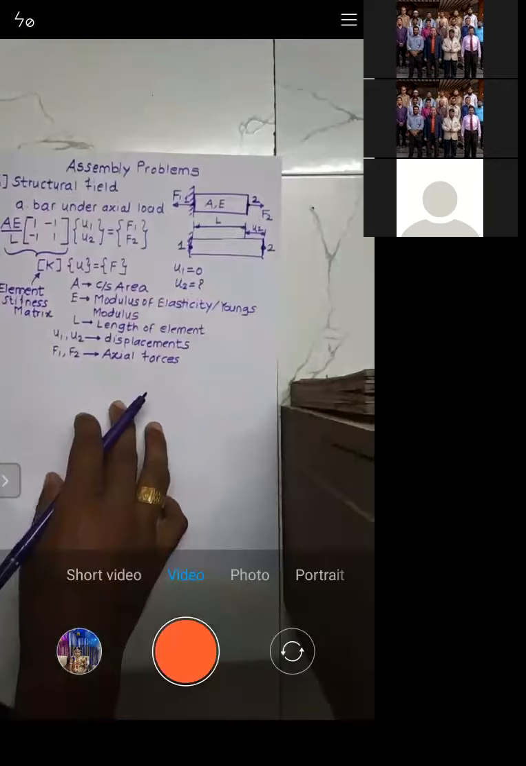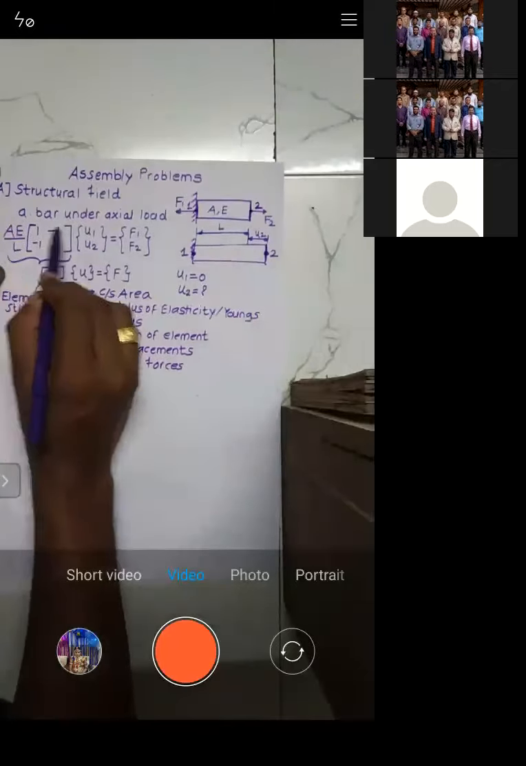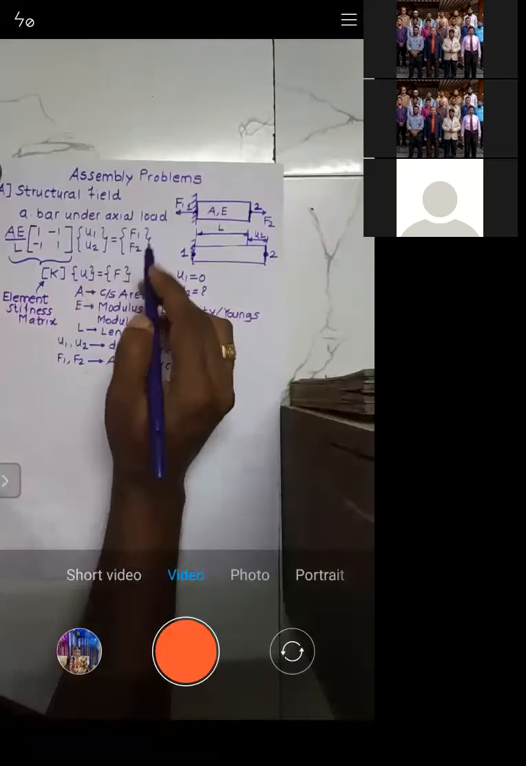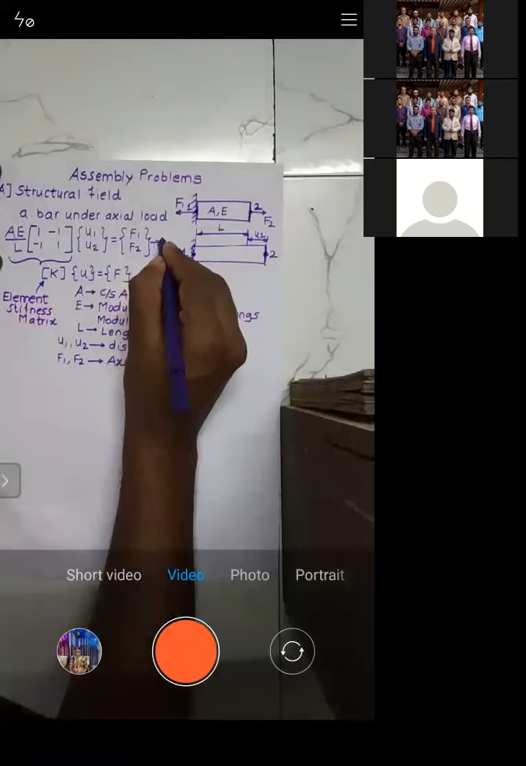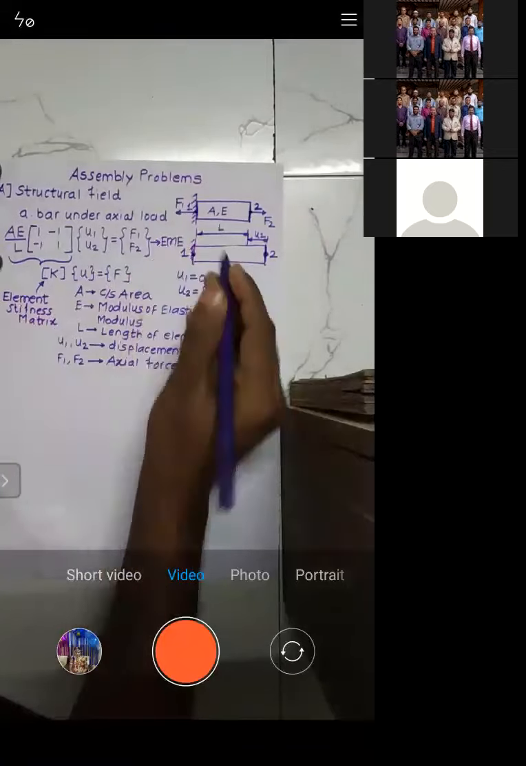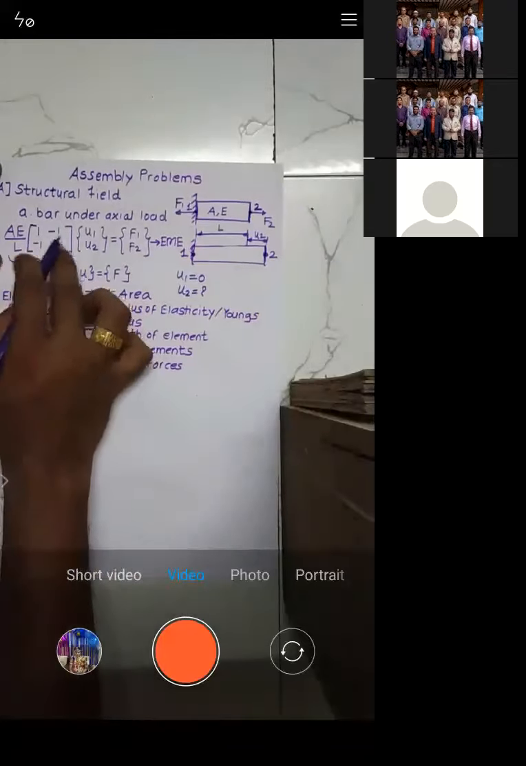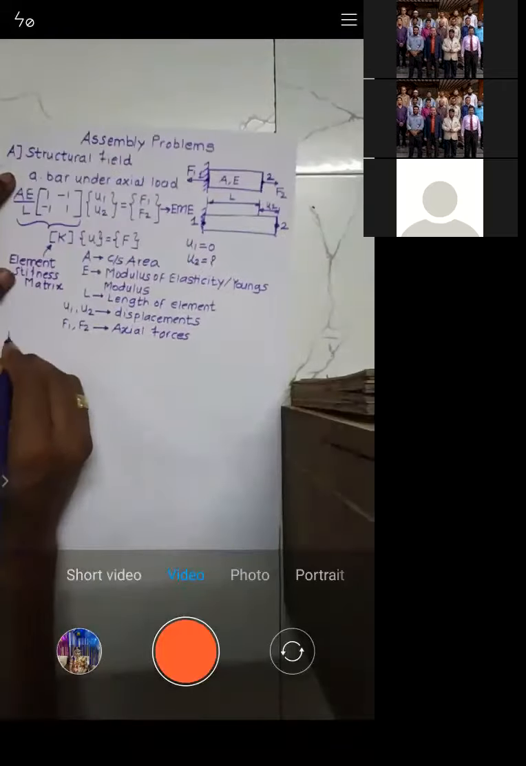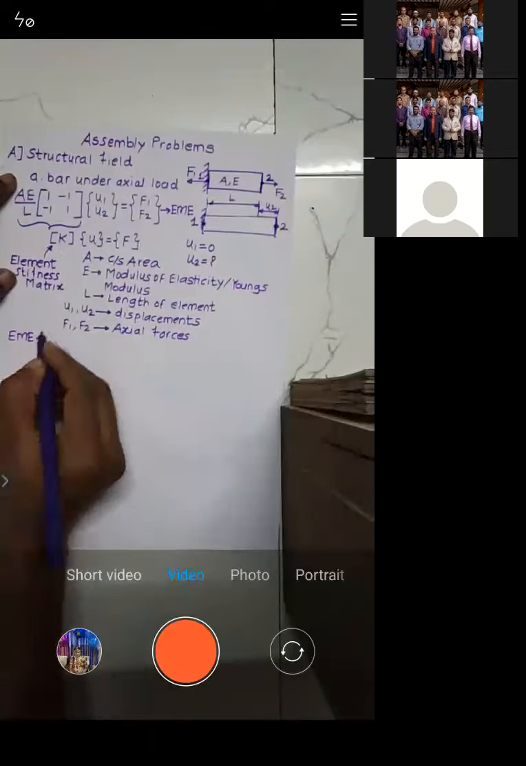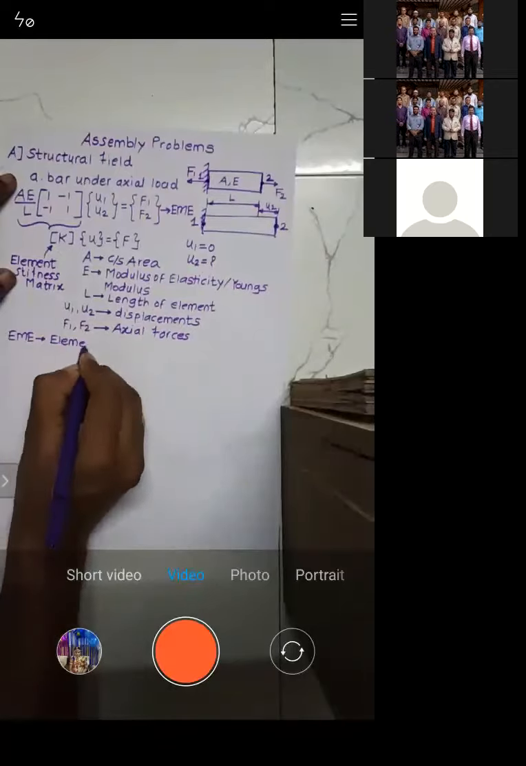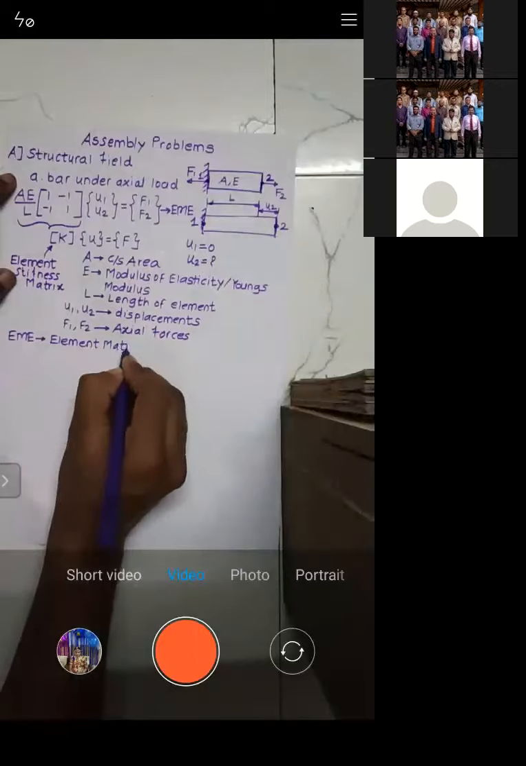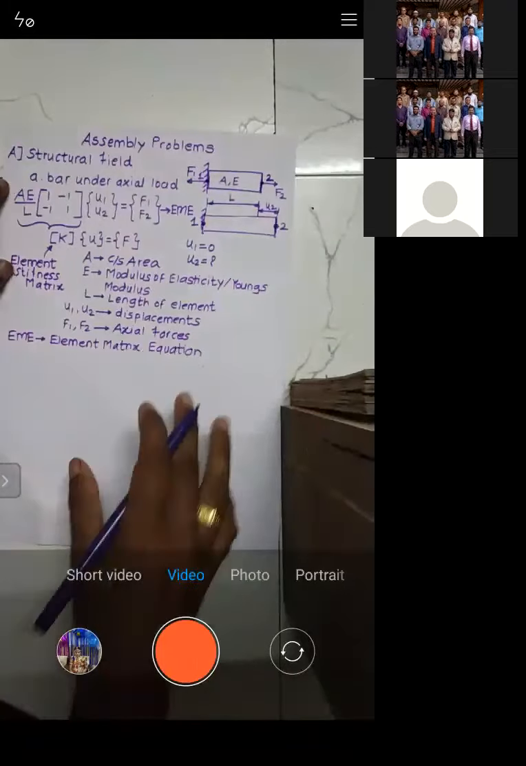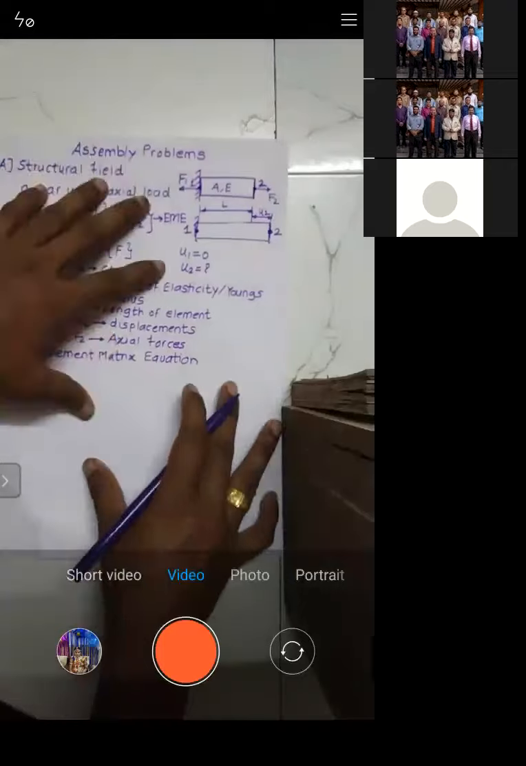Right? Now see, if you see this term, AE by L times the matrix [1, -1; -1, 1] times [u1, u2] equals [f1, f2], this particular term is called EME. Try to understand: what is EME? It is nothing but the element matrix equation. And this element matrix equation is going to change as per the field.